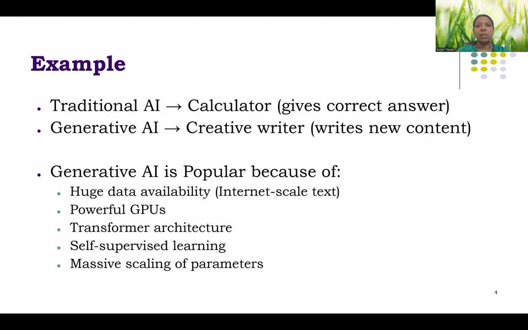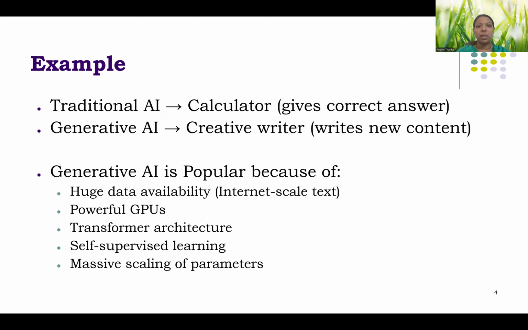If you see traditional AI, it's like a calculator. It gives the correct answer. Will it rain tomorrow or not? Does this person have this disease or not? Can I give a loan to this customer or not? Traditional AI can do things like that. But generative AI can generate new things, new content, which may not already be available. It is like a creative writer.